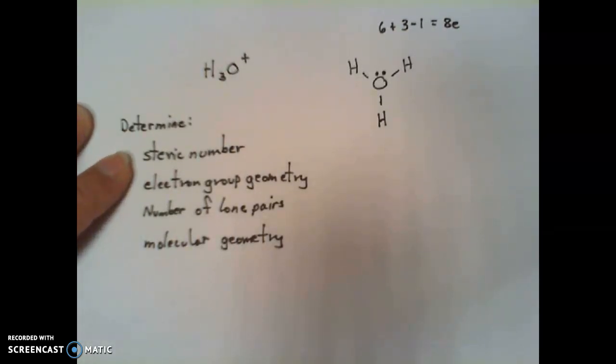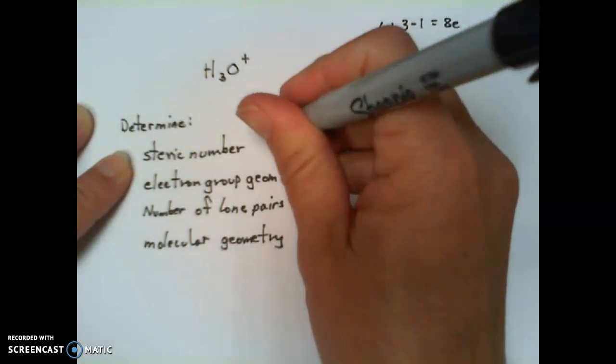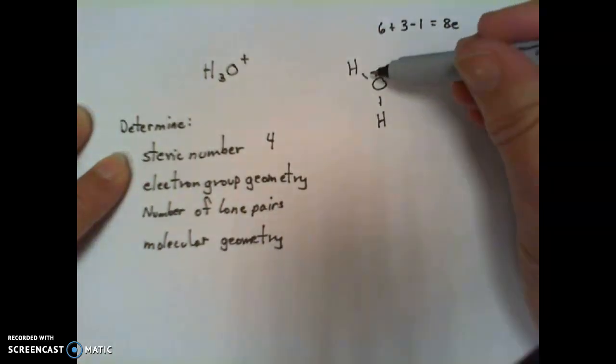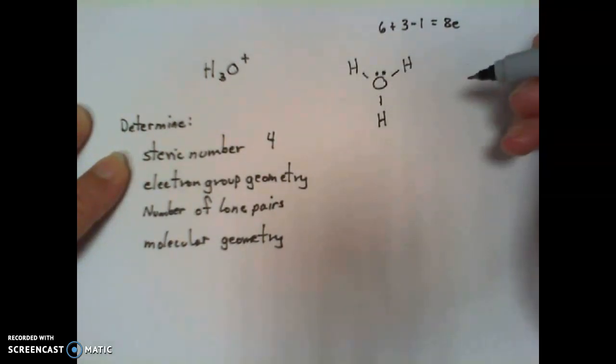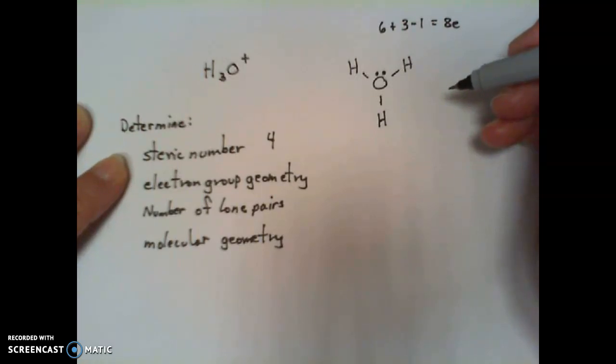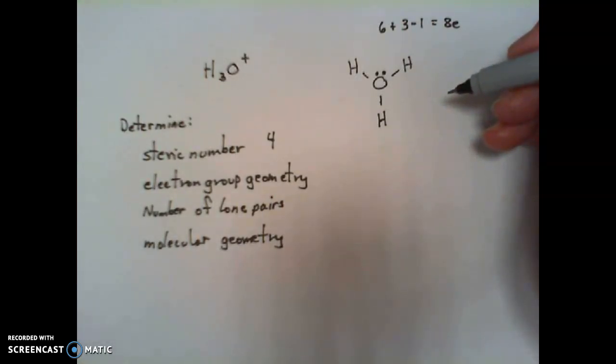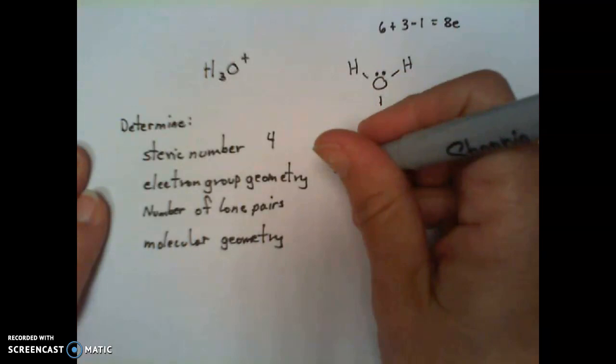Steric number, therefore, is going to be 4. We count each bond as 1, and then this lone pair counts as the 4th one. That gives us an electron group geometry that's tetrahedral.